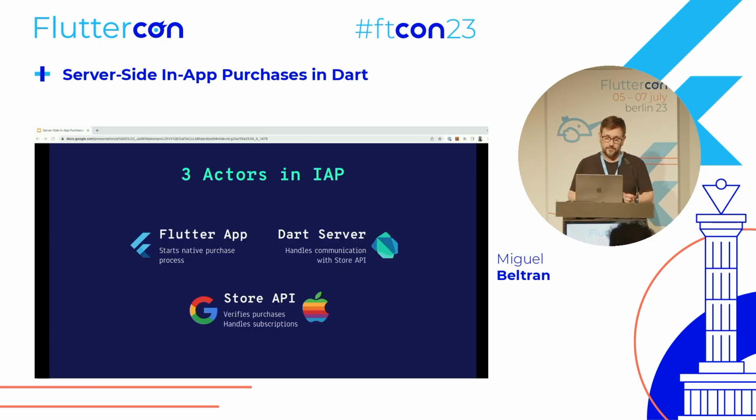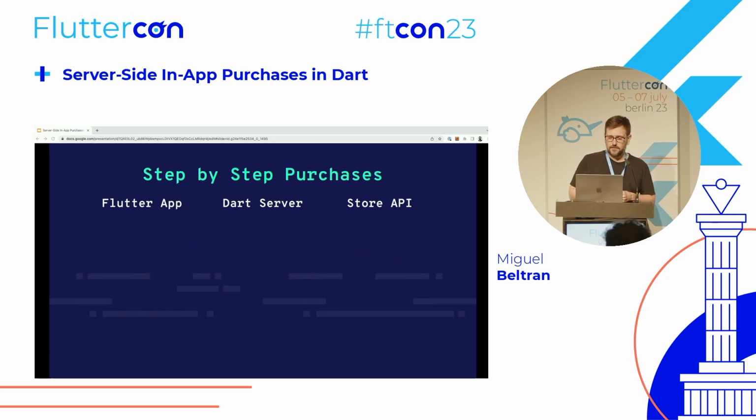When it comes to in-app purchases, there are three actors involved. There is the Flutter app, which is something that you are familiar with, and is the one in charge of starting the purchase process. Then we have a server, which in this case is going to be a Dart server, which handles the communication between the two different parts. And then we have the store APIs, which are used to verify purchases and also to handle the state of subscriptions.